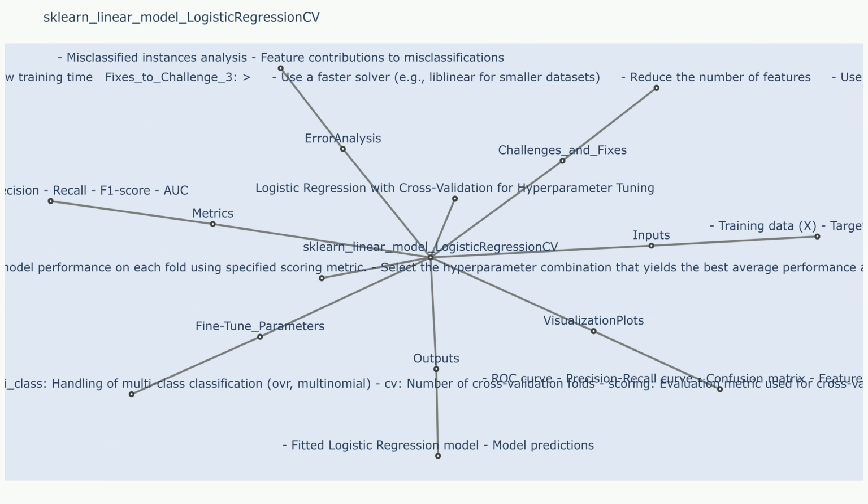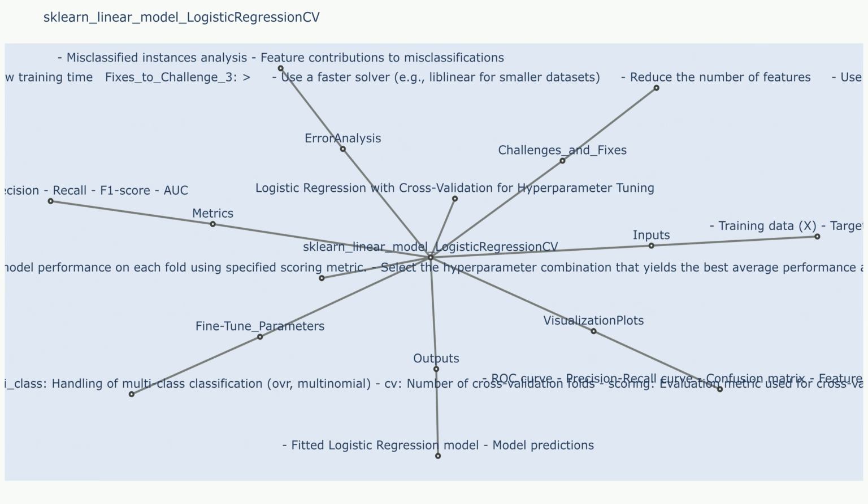AUC. This metric measures the area under the receiver operating characteristic (ROC) curve, which plots the true positive rate against the false positive rate. It reflects the model's ability to distinguish between positive and negative instances.